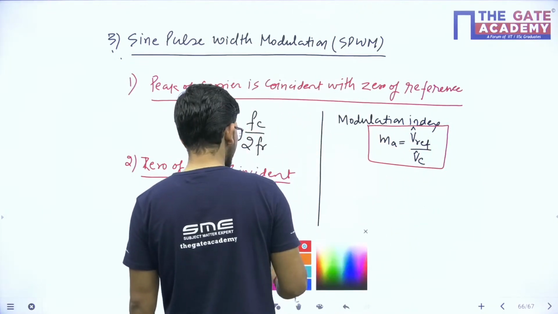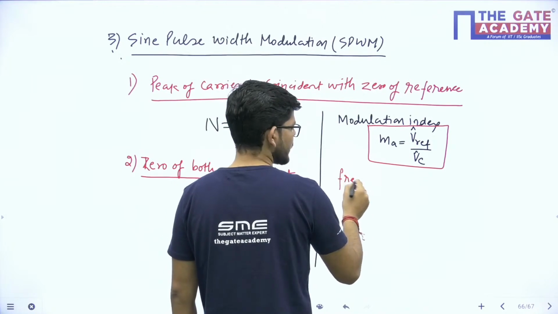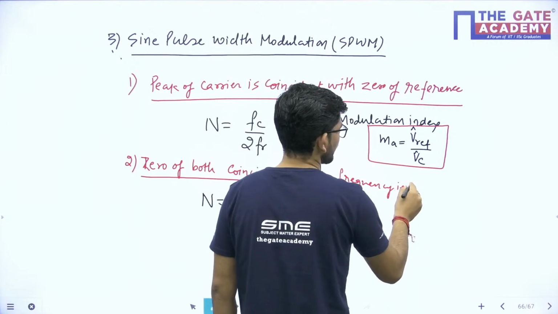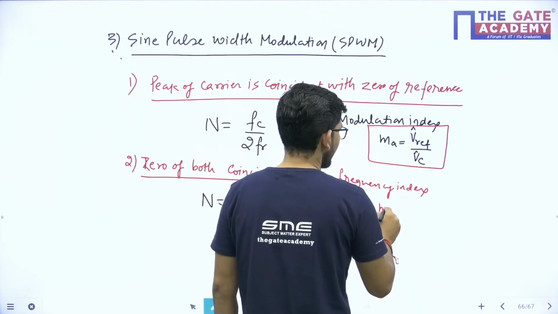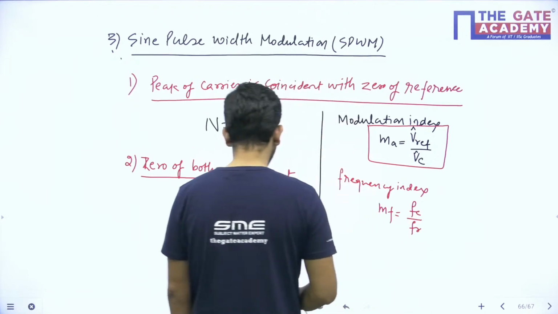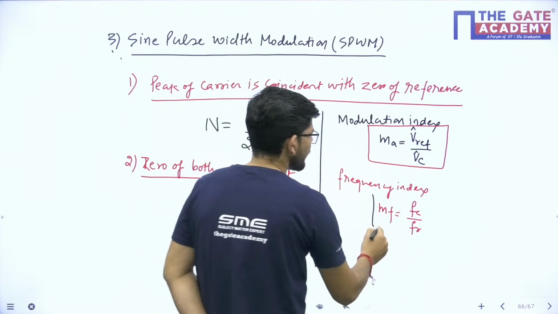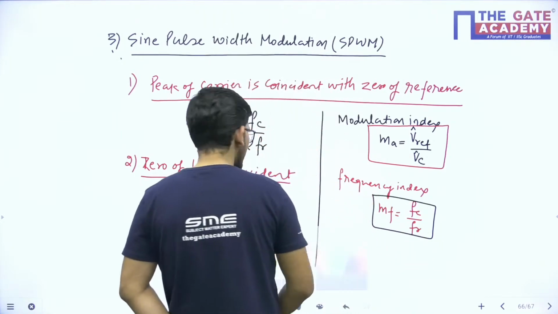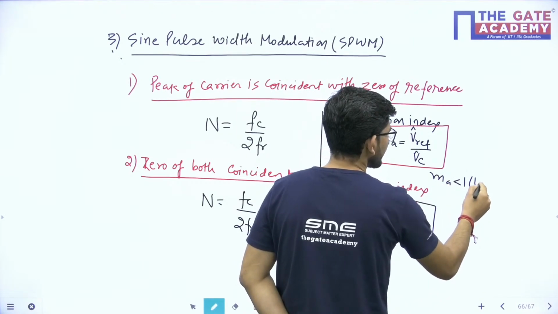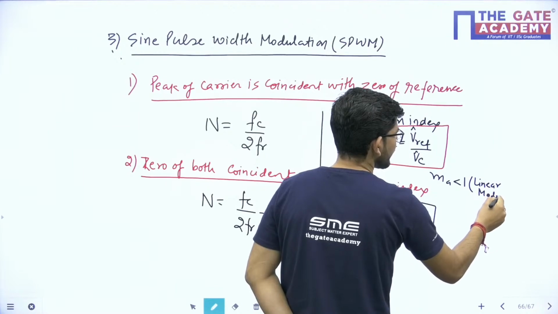After that, the next formula is the frequency modulation index, MF, which is equal to FC upon FR. Okay. Then the next important formula: the value of MA must be less than 1 for linear modulation.